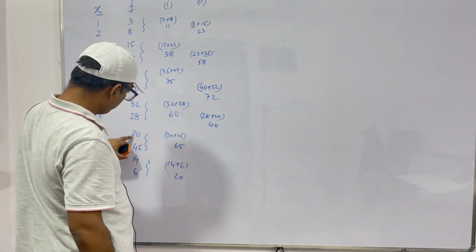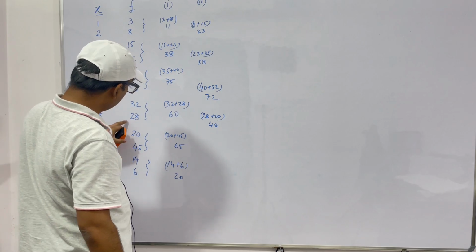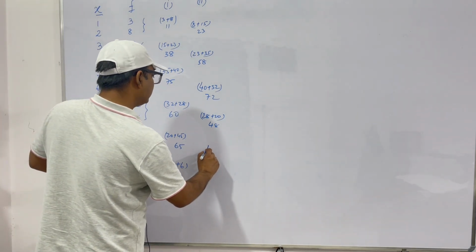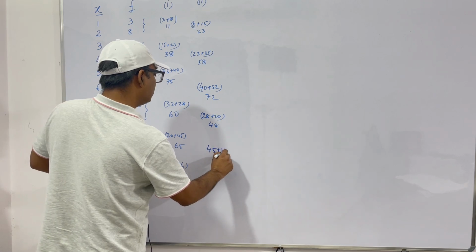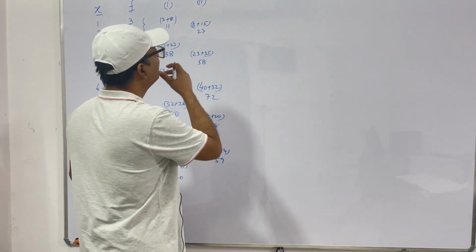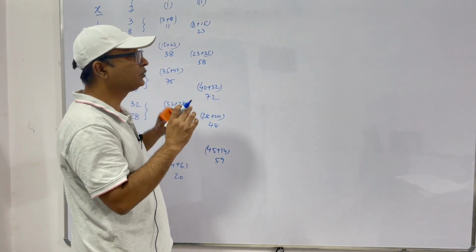Then we have 20 plus 20 we have used. So 45 plus 14, that is 59. So it ends here. We don't have 2 more. Now this is 2 by 2, so we have used the 2 columns.